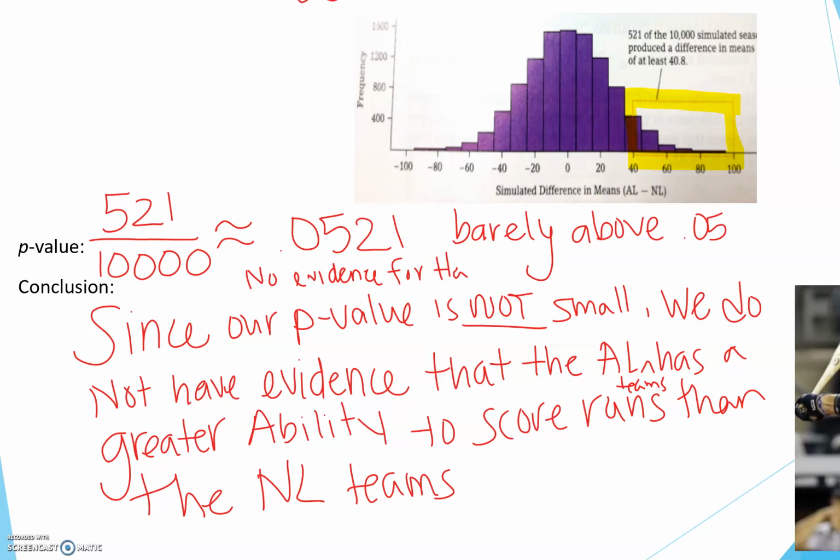So that is just a quick recap over our null and our alternative and how we write that out. One thing to be careful about is causation. Even if we had been convinced that the American League has a greater ability, this wouldn't prove that the presence of a designated hitter is the actual cause. There's always lots of variables at play.